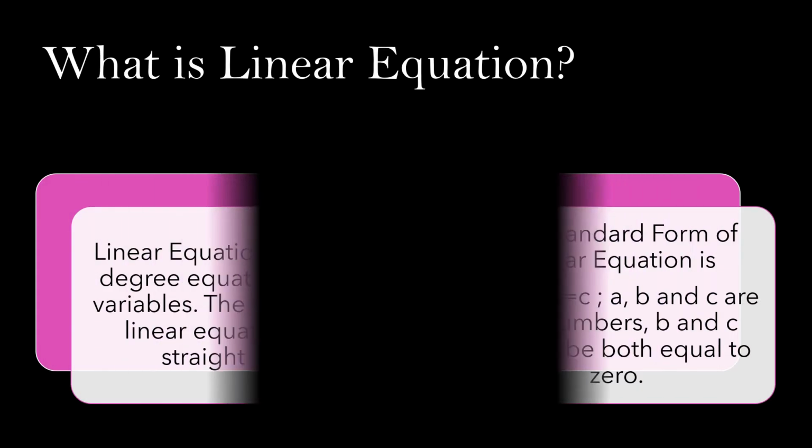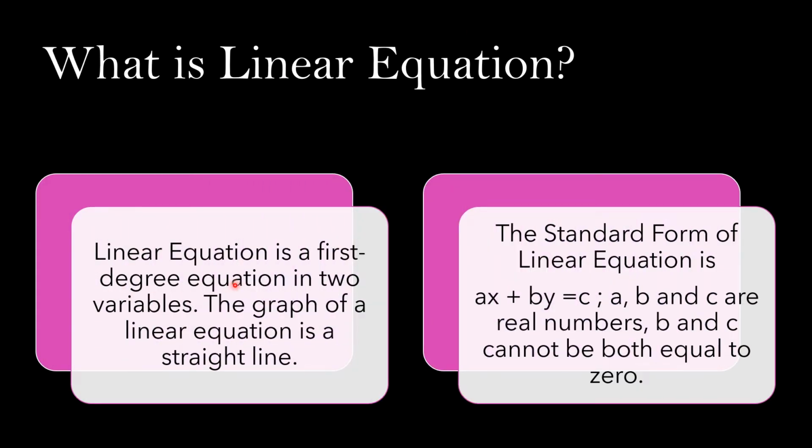Now, what is a linear equation? A linear equation is a first-degree equation in two variables. So there are two variables involved here. It can be x and y or any letters. First-degree means the exponent of x is 1 and the exponent of y is 1. The graph of a linear equation is a straight line. From the word itself, linear, line.